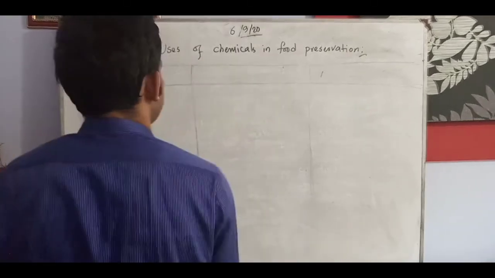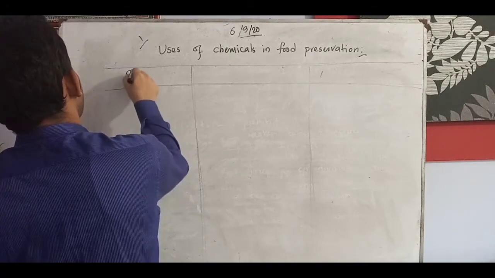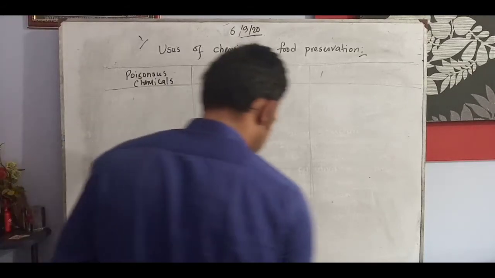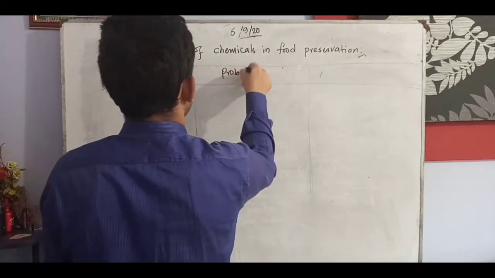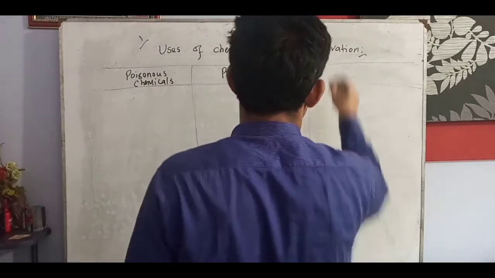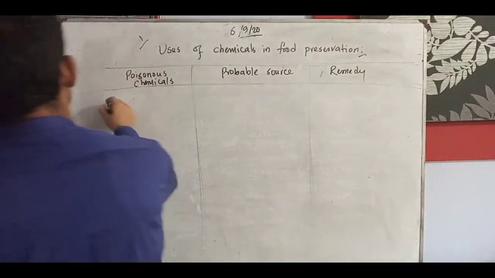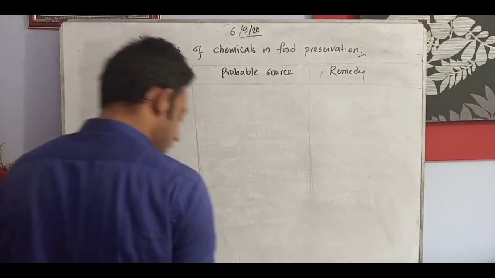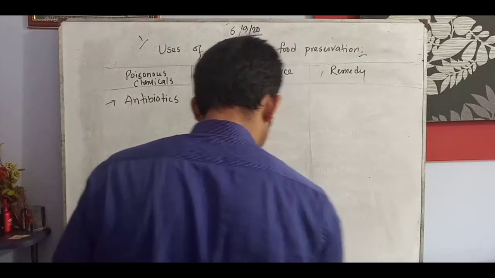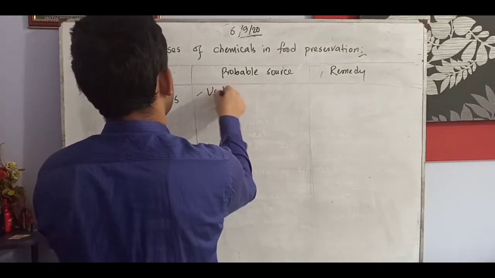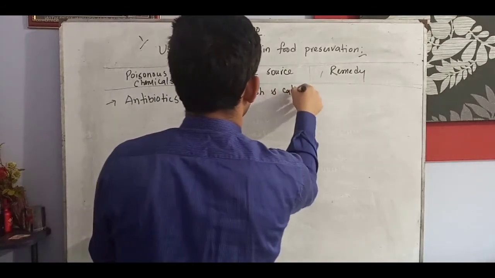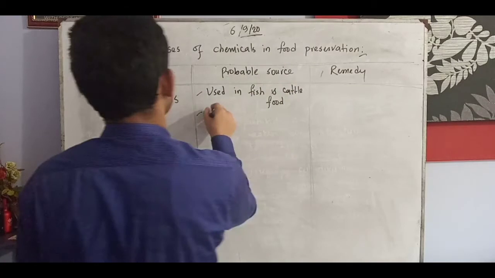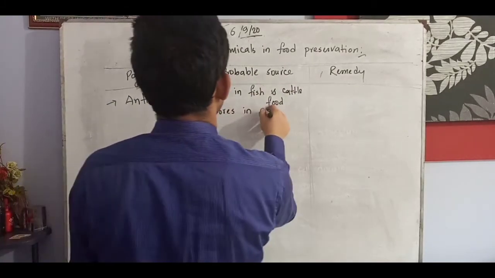The first figure is poisonous chemical substances, or harmful chemical substances. You can write poisonous chemicals first, then probable source and remedy. Yes, of course, this is important to know. Antibiotics: used in fish and cattle food. And not only that, they are stored in the animal body.